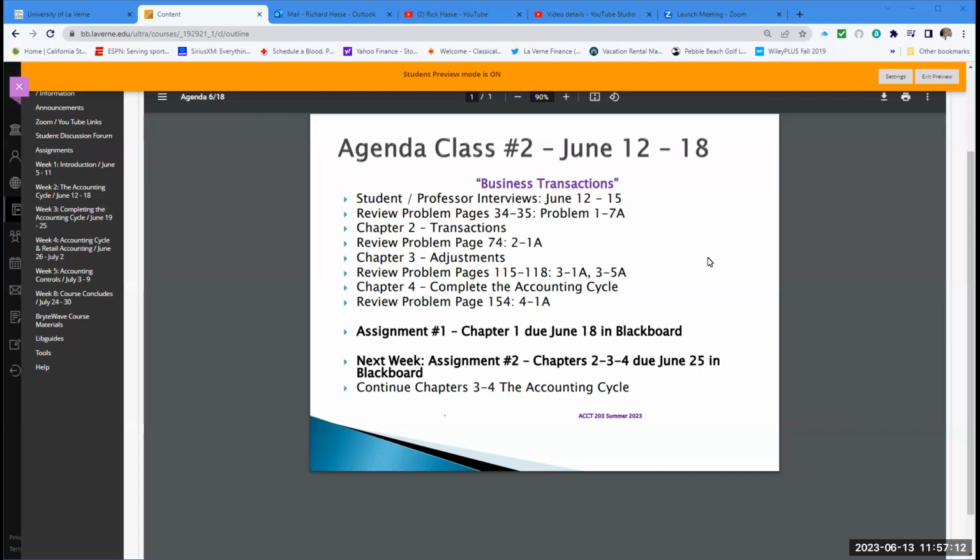Also, you have an assignment due this week. It's on chapter 1, the definitions of accounting. And then another assignment next week, which will cover the material that we're going to be reviewing this week and next, chapters 2, 3, and 4, due on June 25th.